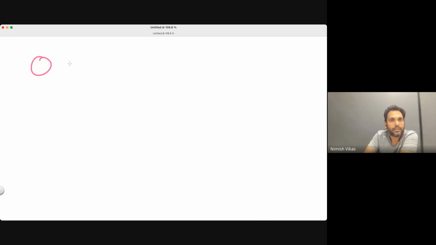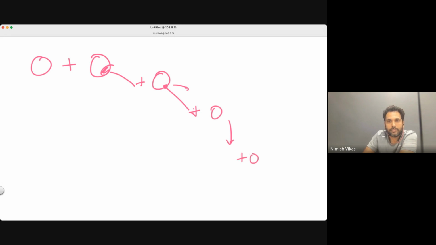Generally, the track will be like this. This or this was excess. This excess was reacted with this. And then from that, this was excess. That was reacted with something else. Then that was reacting with something else. Like this, so much they can go.